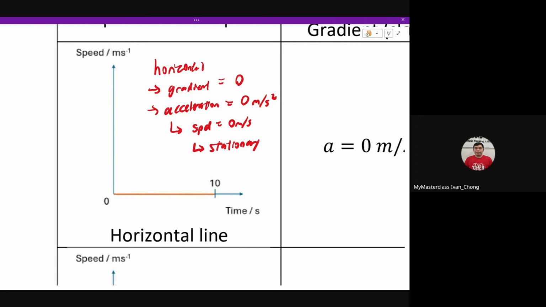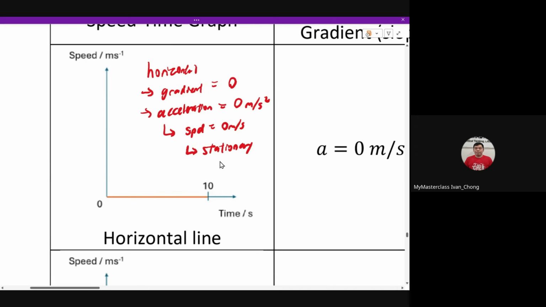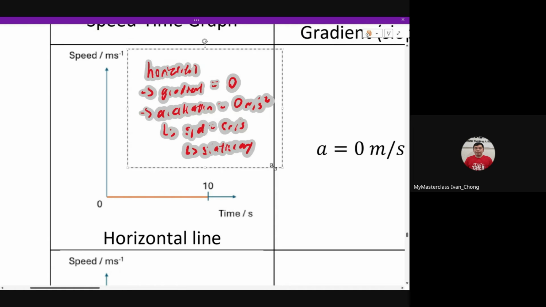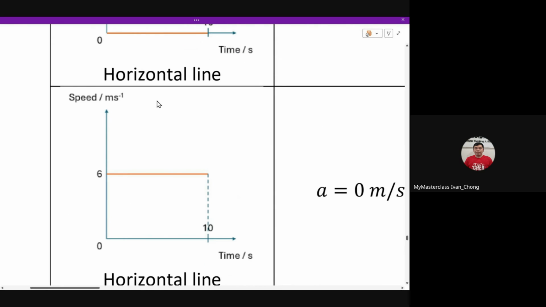So in this case, how do you describe the object? The object is stationary. Because why? I have a horizontal line, which means gradient is 0. And what is gradient? Gradient is your acceleration. Acceleration is 0 meters per second square. So if you have 0 acceleration, what does it mean? I am not speeding up. I am not slowing down. So because of this, my speed is going to be 0, because from the graph, you can see my speed is 0, right? I will be stationary. You can see the next graph over here is actually very, very similar as well.